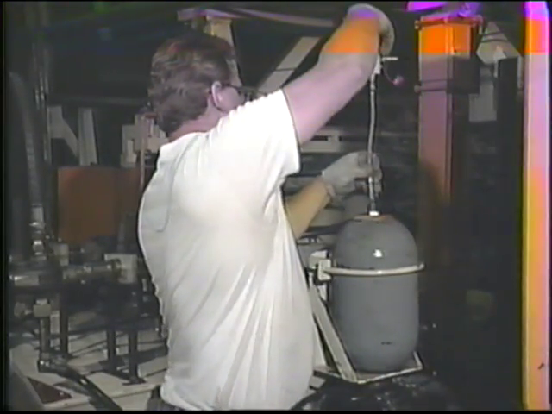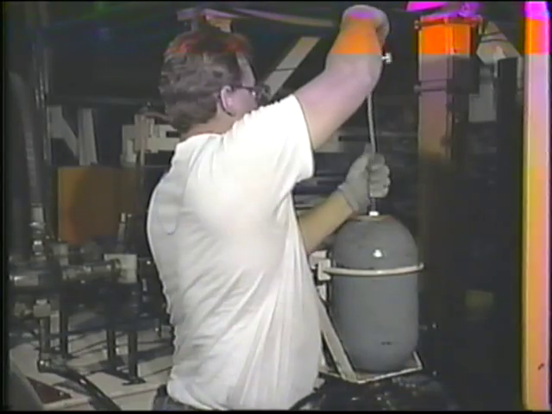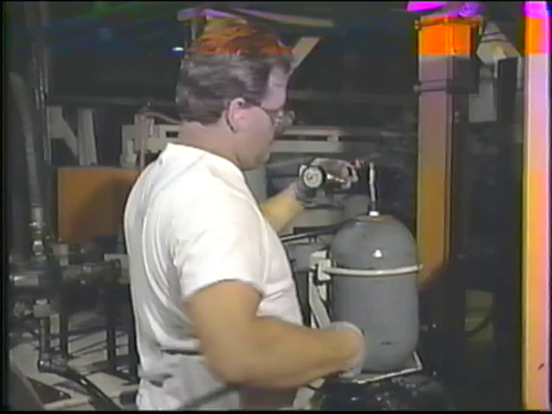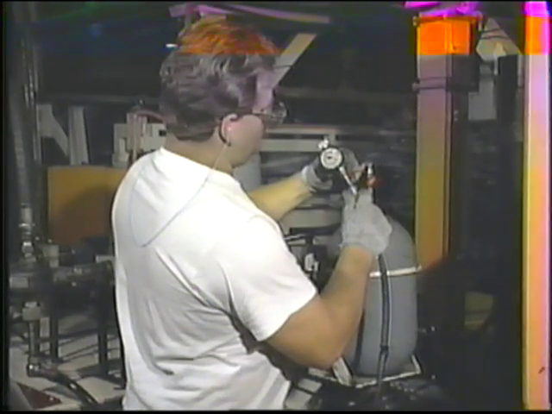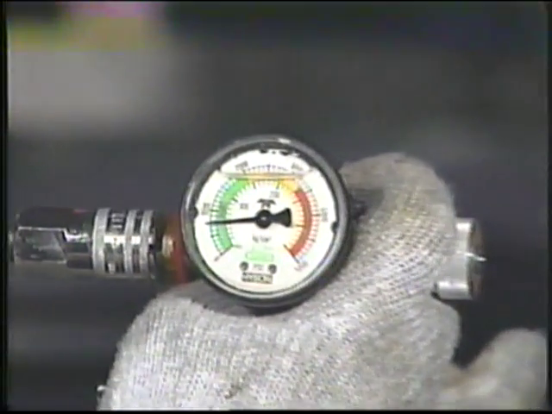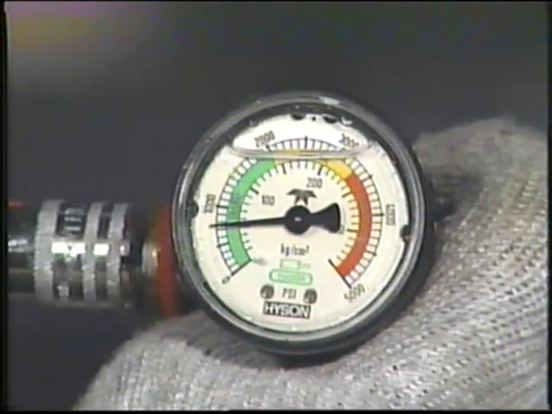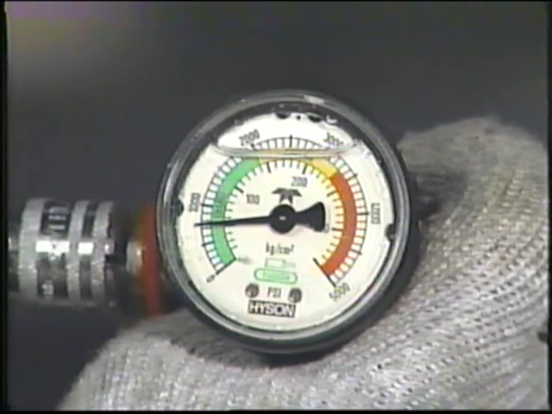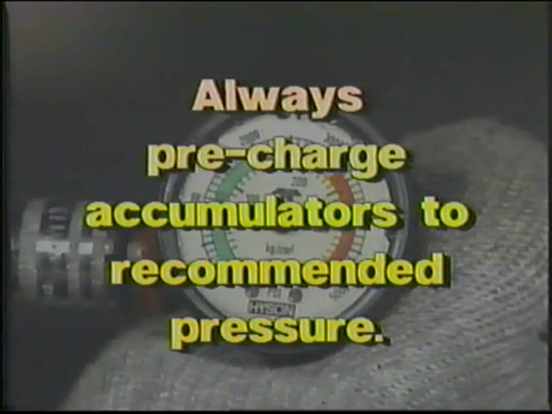Over time, pre-charge pressures in hydropneumatic accumulators tend to gradually dissipate. Therefore, maintenance schedules for systems using hydropneumatic accumulators should include routine checks of pre-charge pressures. For example, the pre-charge on this accumulator has dropped to 700 psi, down from the specified pre-charge of 900 psi. Always pre-charge an accumulator to the recommended pressure, because pre-charging at too high or too low a pressure could greatly change system performance.